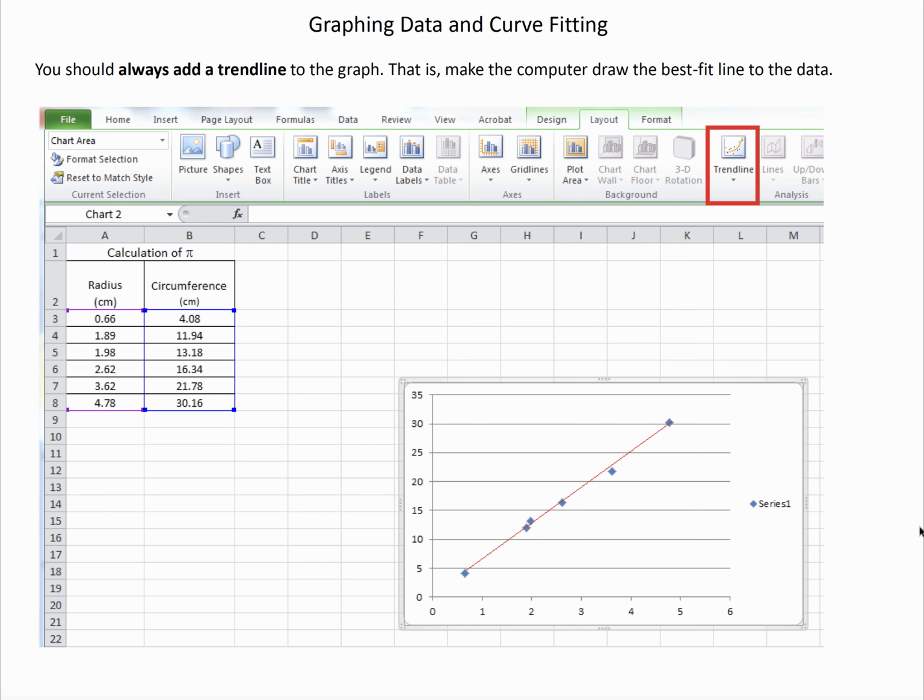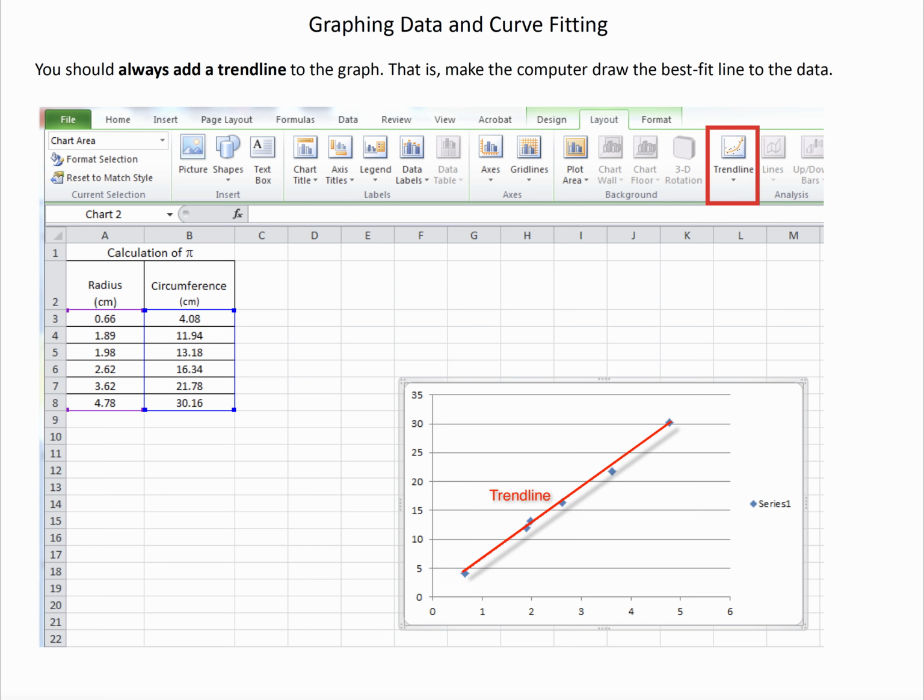As I said before, since you're not going to connect your dots together, we're going to use something called the trend line or the best fit. You should always add a trend line to the graph. That is, make the computer draw the best fit line for your data. So it's going to do an approximation and say, okay, if these were connected and all on the line, they would look something like this.